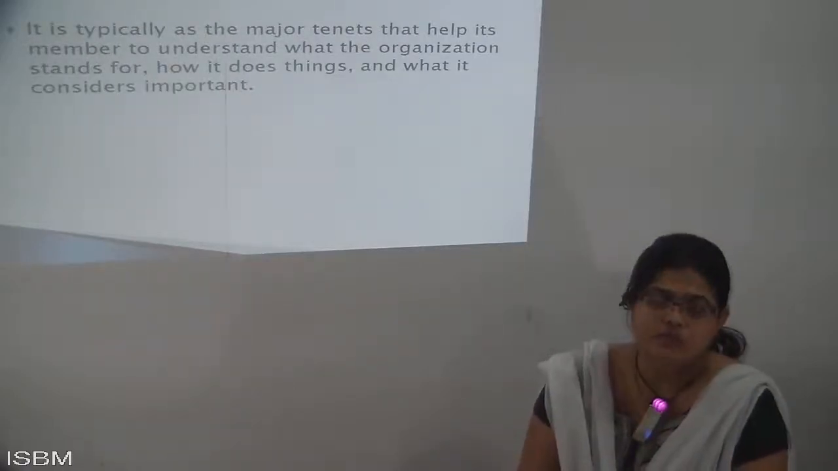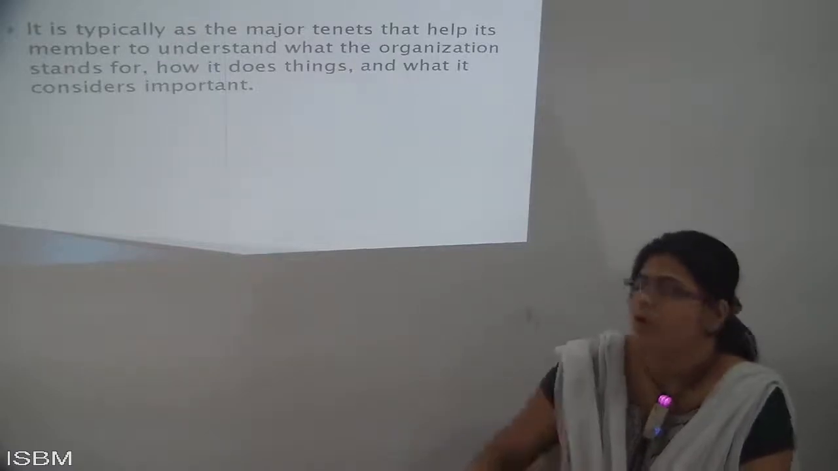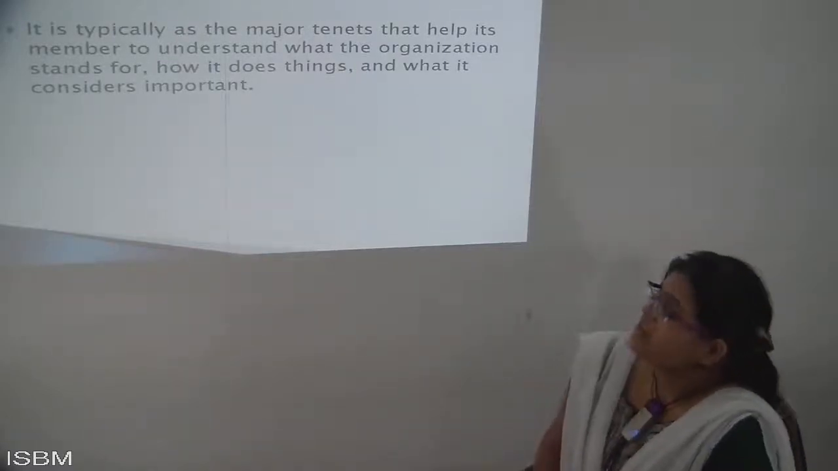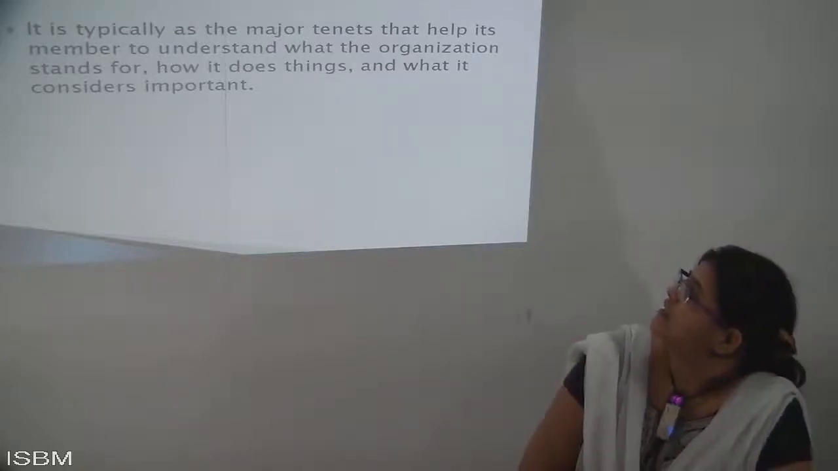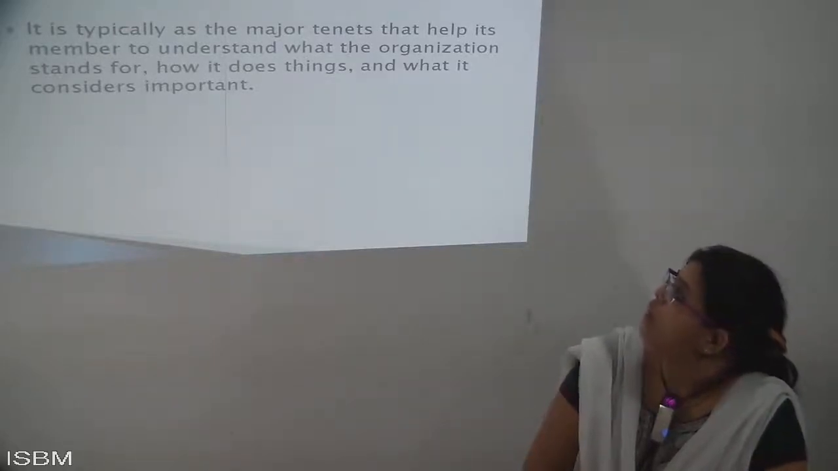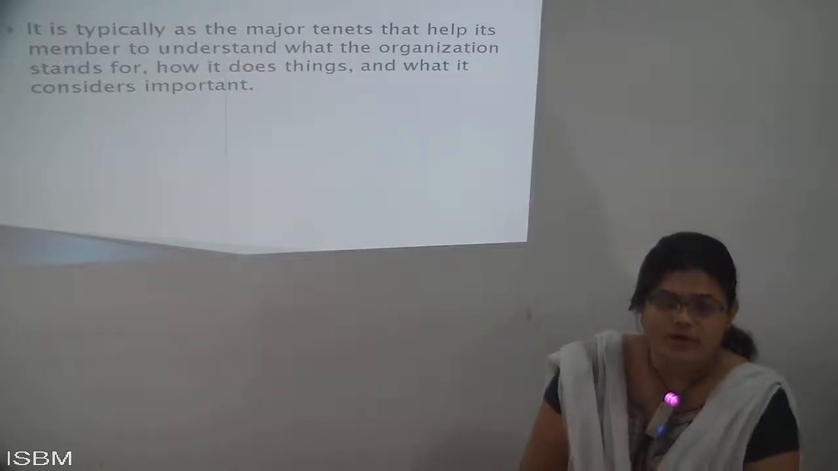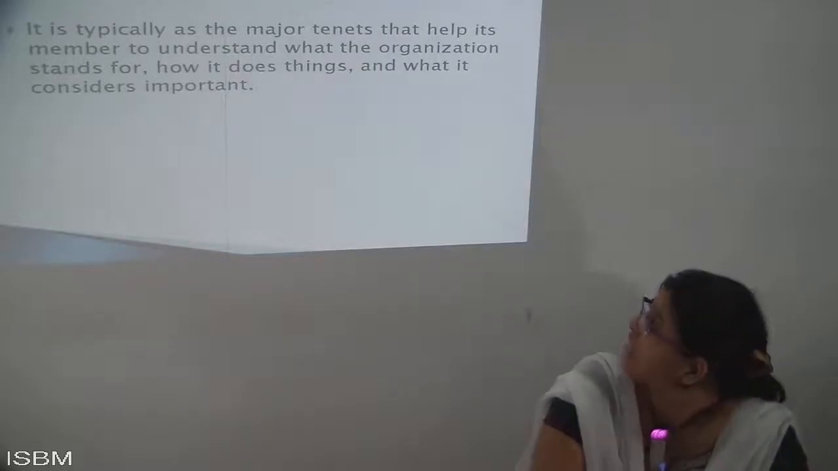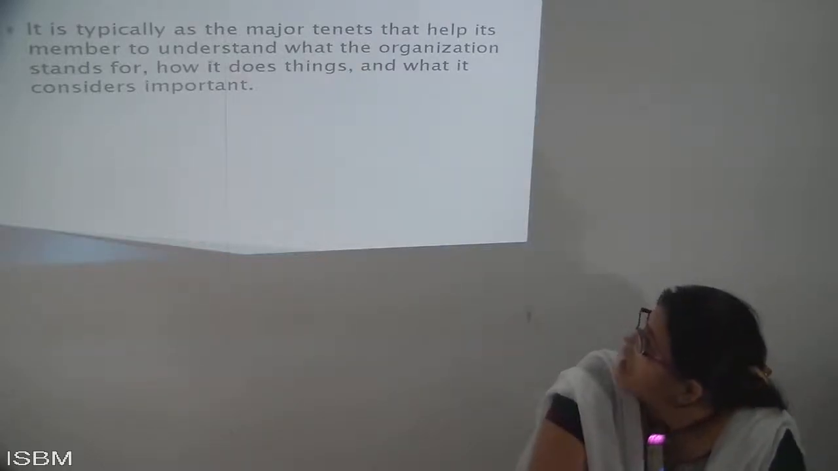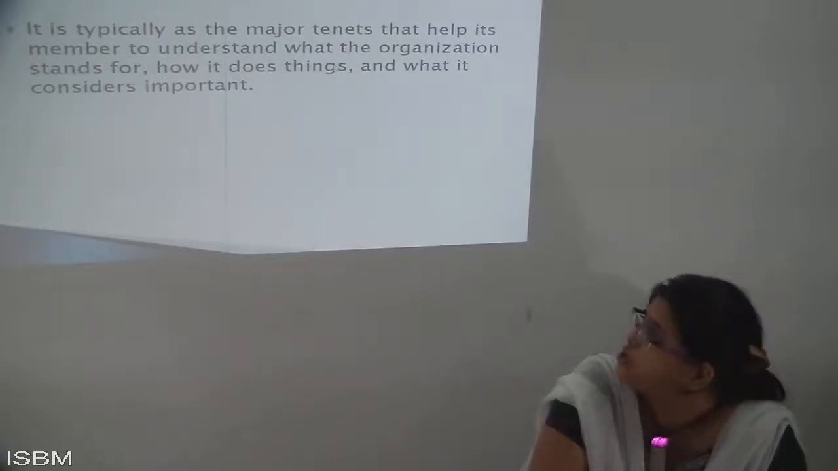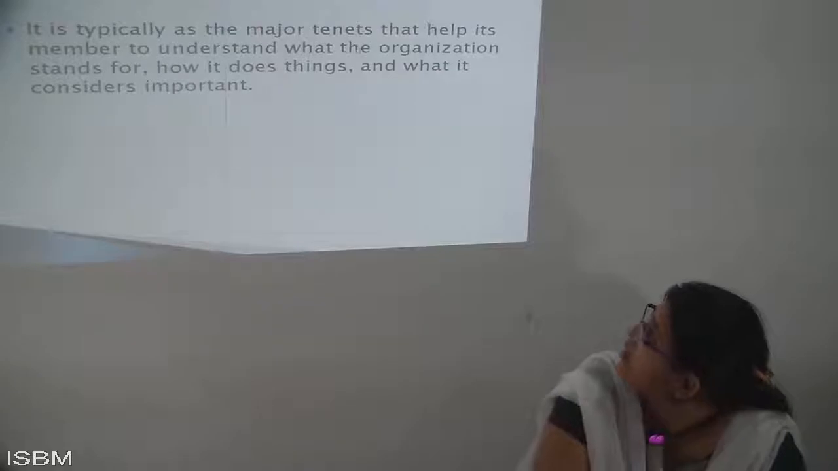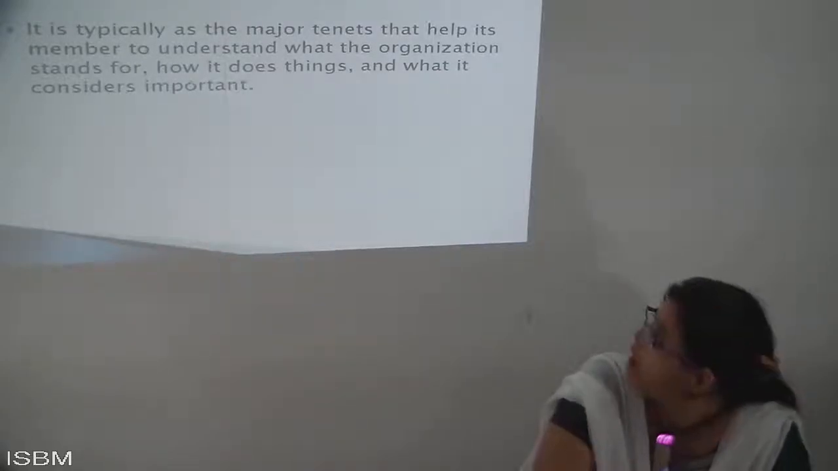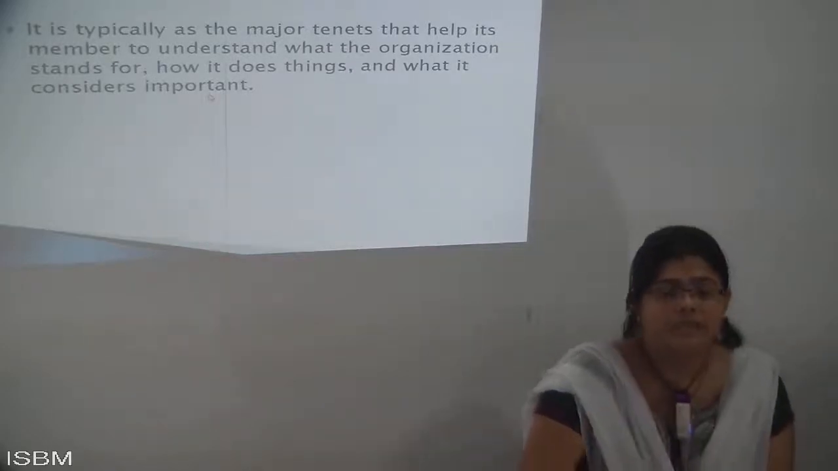Now we'll move on to one concept that is called organization culture. It is typically a major element that helps members understand what the organization stands for. You can note it down with an arrow here: the members, the organization's people, understand what the organization stands for, how it does things, and what is considered important.